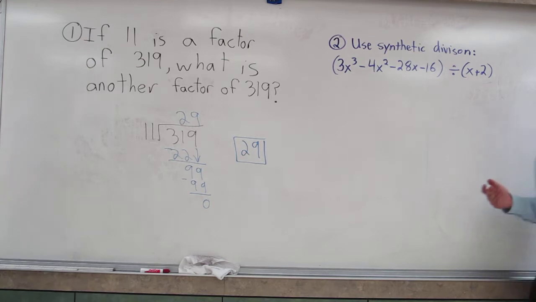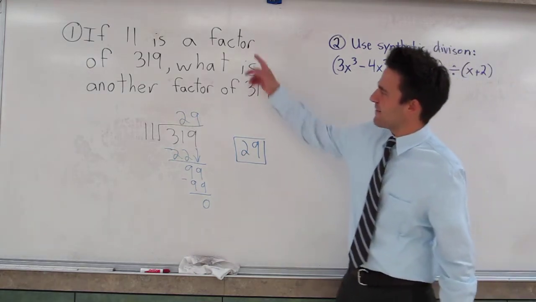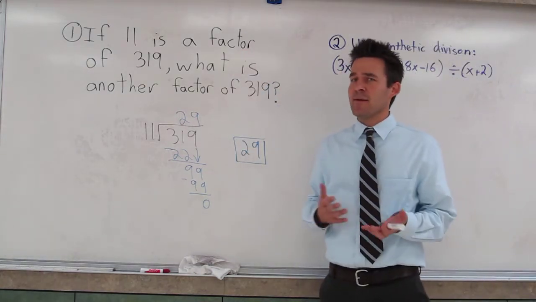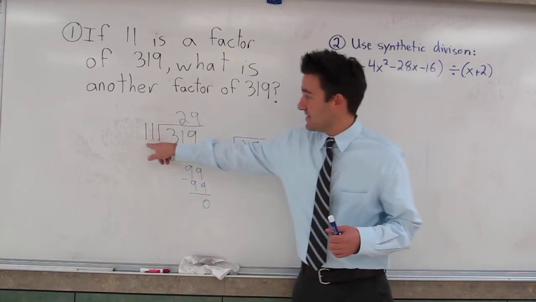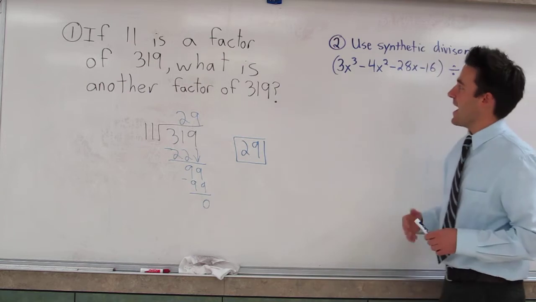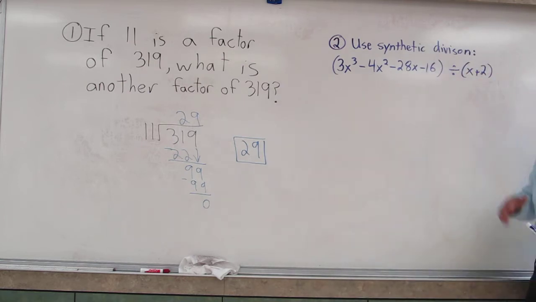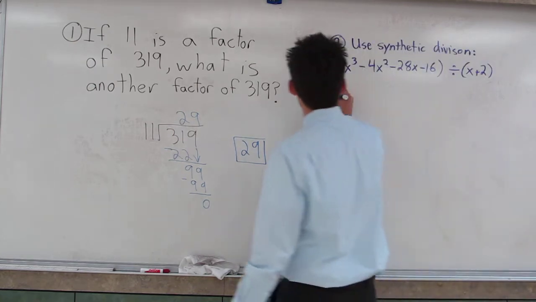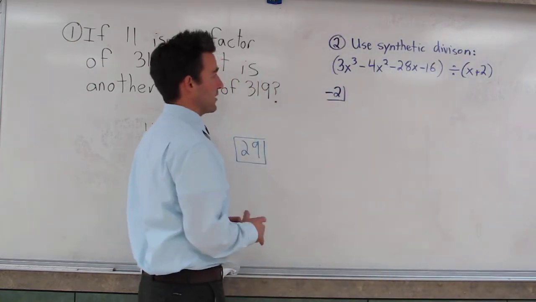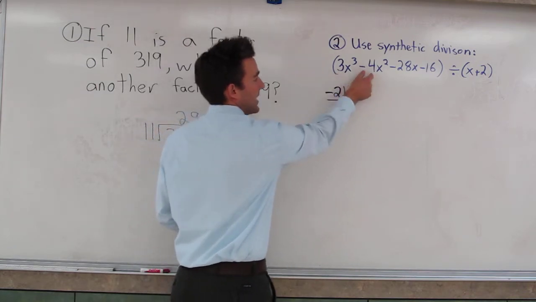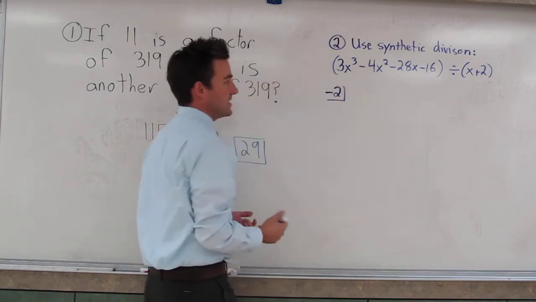Mr. Robert? Awesome. So what we just learned is that factors and division have something to do with each other. In fact, if we get this remainder of 0, we say these are factors of that. You had to use synthetic division, a new skill from yesterday. So let's set this up. We're dividing by x plus 2. So in our box we have -2. And now we're going to list all of our coefficients: 3, -4, -28, and -16.